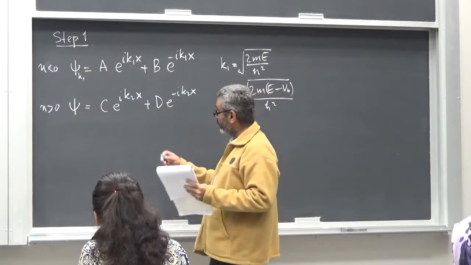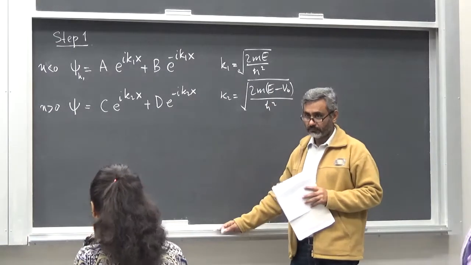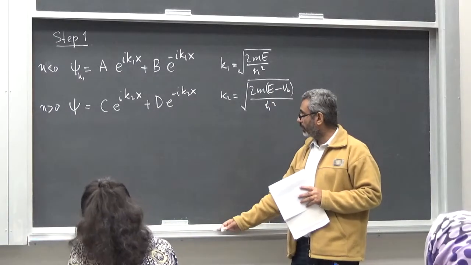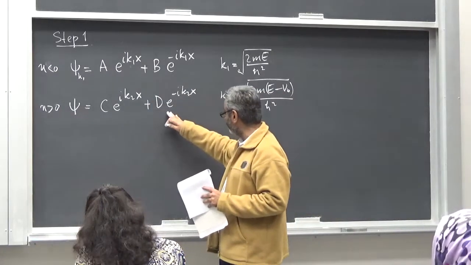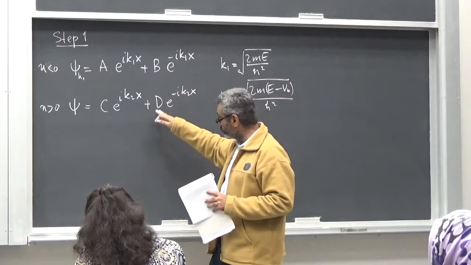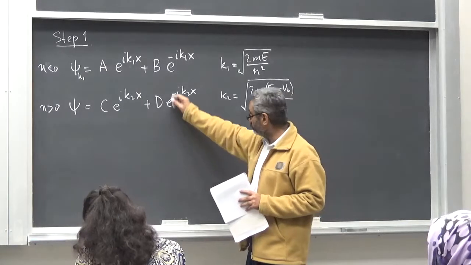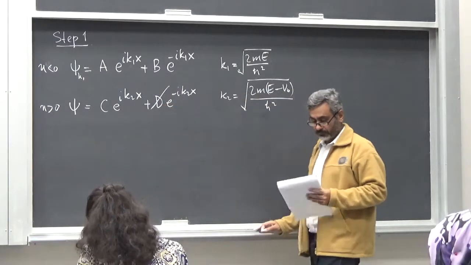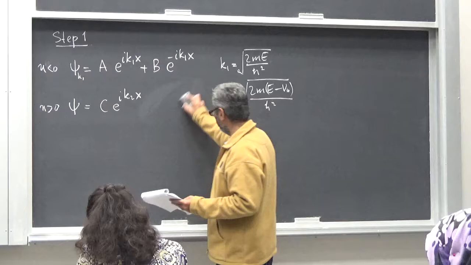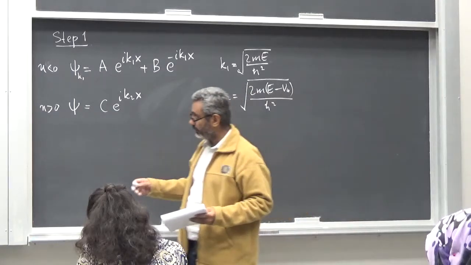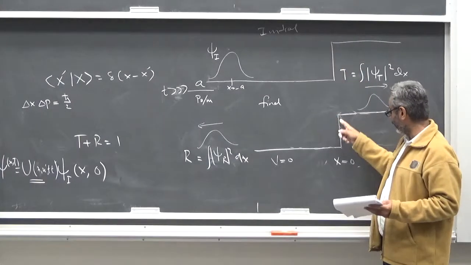Fine. So how do you determine A, B, C, and D? By imposing the boundary conditions. On the right hand side, you don't want any wave which is moving to the left. So this thing is 0. Does it make sense? So let's just get rid of it. And then, as you guys said, exactly, you just match psi and psi prime at x equals 0.